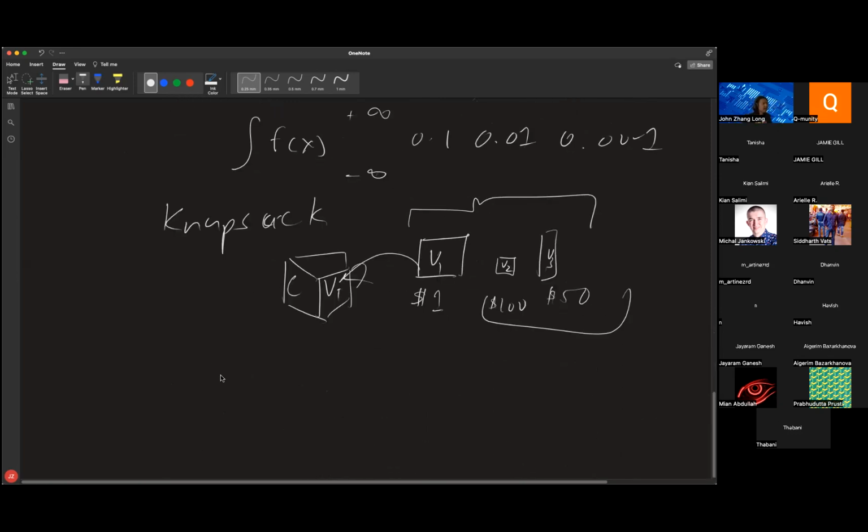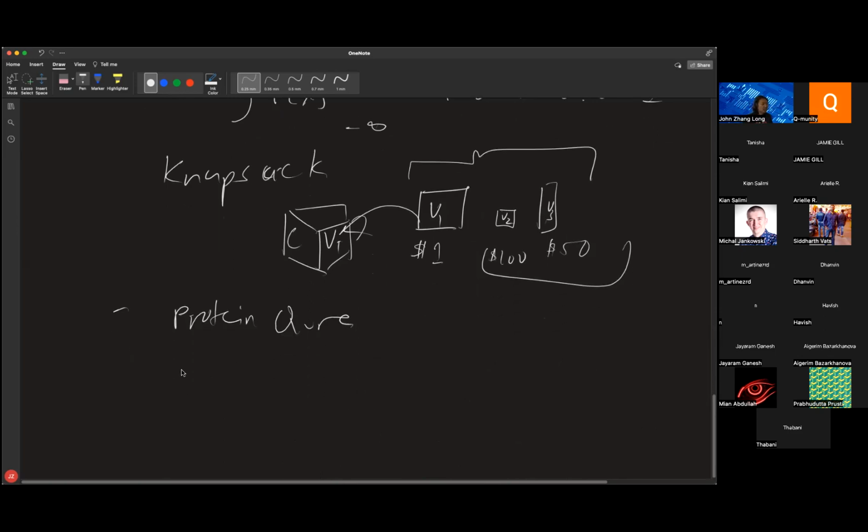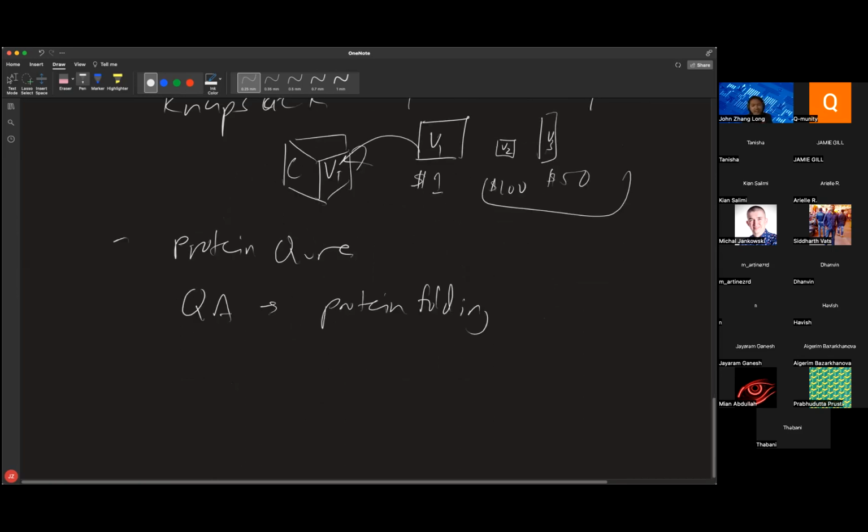And in fact, I want to give one of the really cool examples. I think this was done by a company, ProteinCure. If you look up this company on Google Scholar, I think you can find the original paper. They use quantum annealing, QA, for the problem of protein folding. Hopefully, if you're taking high school bio, this should click.